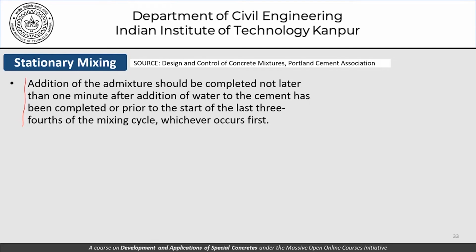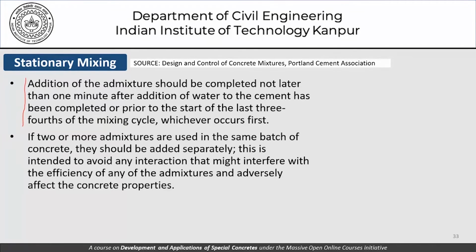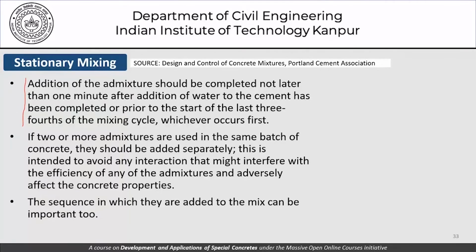If 2 or more admixtures are used in the same batch of concrete, they should be added separately. This is intended to avoid any interaction that might interfere with the efficiency of any one of the admixtures and adversely affect the concrete properties. The sequence in which they are added to the mix can be important too. So what happens is that when we are trying to finalize the mixing process, we should carry out some experiments and actually come to a conclusion and lay down very clearly the SOP to be followed as far as the mixing process is concerned.